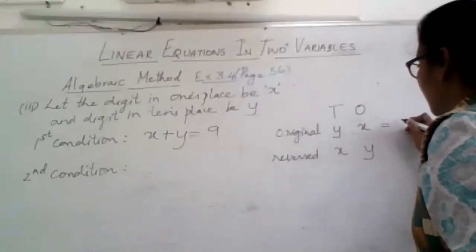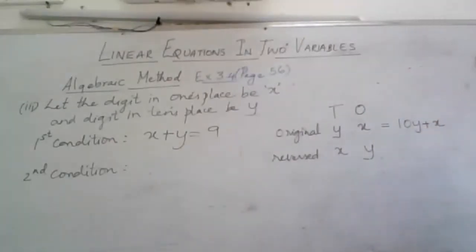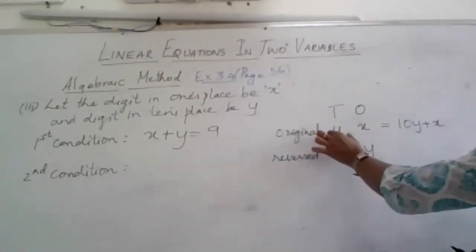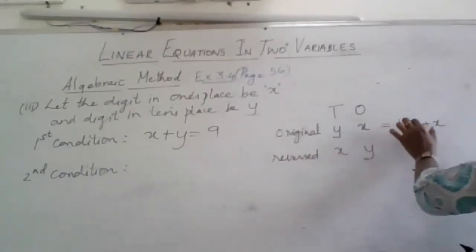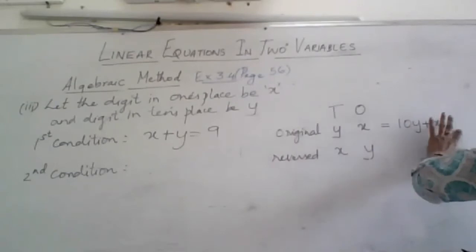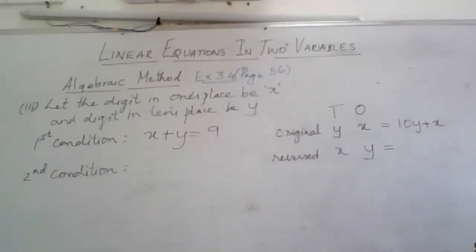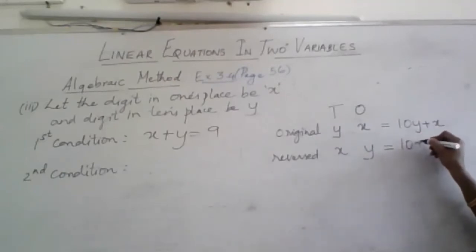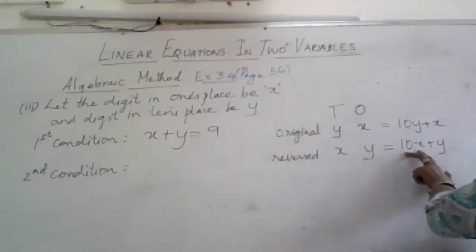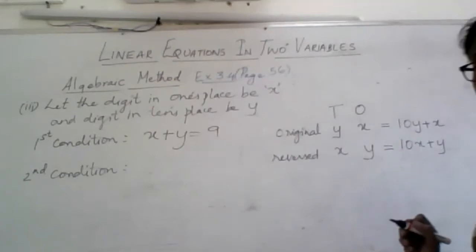So this number can be seen as 10y plus x. You understand why I write it as 10y plus x? Because y is sitting in the tens place, its value will be 10 times y. And because x is sitting in the ones place, its value will be x into 1, which is x itself. Now the reverse number, the new number that you get, will be 10x plus y. Because now x is sitting in the tens place, so its value will become 10x. And y is sitting in the ones place, so its value is just y into 1.